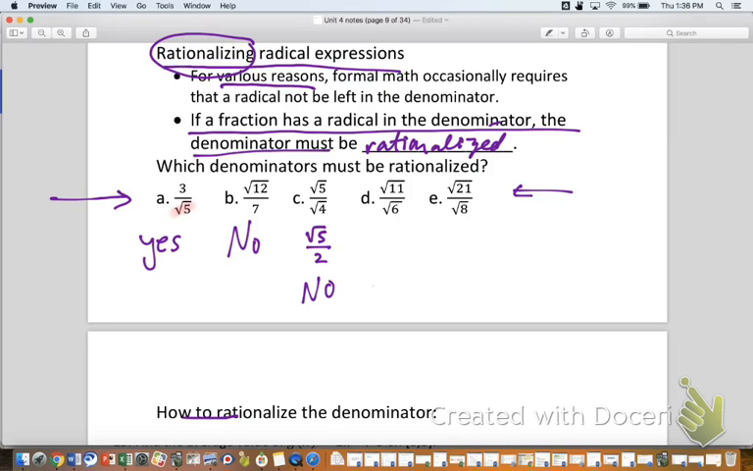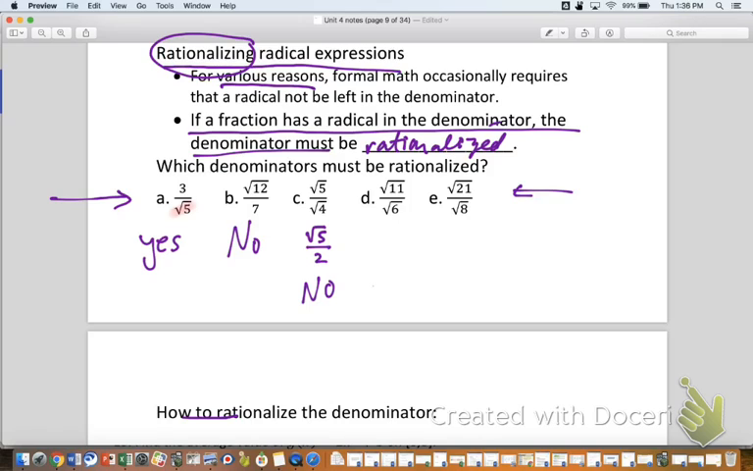So maybe do you want to reconsider D and E now? Okay, so D, what do you say, yes or no? For D, raise your hand if you think the answer is yes. Raise your hand if you think the answer is no. So everybody says yes.